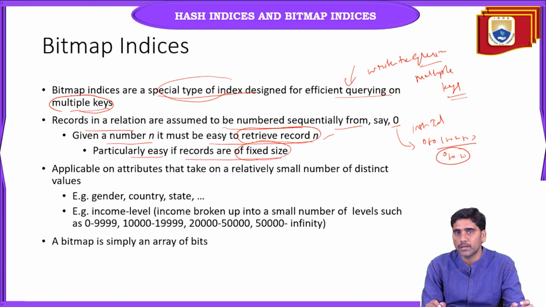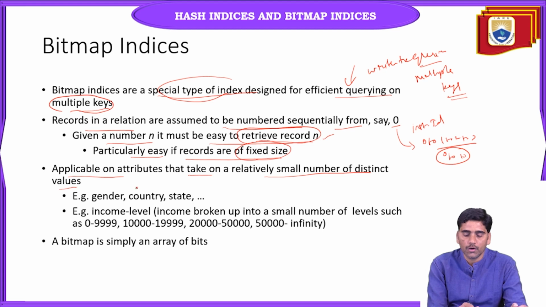At that moment, you pick any value you want to retrieve the data. This is applicable on attributes, which are nothing but column values, that take on a relatively small number of distinct values. For example, gender, which contains values like male and female, and similarly country, which has countries and states. These are all types of attributes.